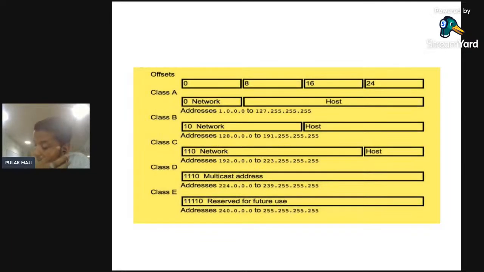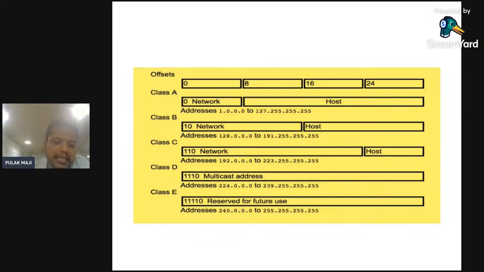We are having some ranges here. Okay, so for class A, see the slide very carefully. For class A, what is the range? The range is from 1 to 127. Actually this should be 1 to 126. But actually the range for class A should be 0 to 126.